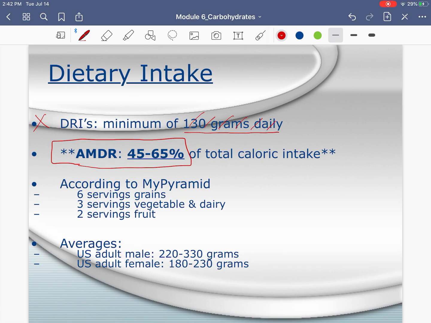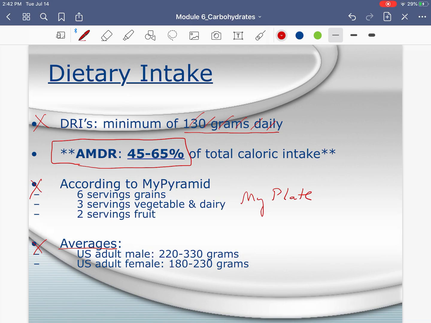You can see how the recommendations break down according to the old My Pyramid. Of course, now we're on My Plate. The old My Pyramid would give you some servings ideas. You don't have to know these. I included some averages down below in terms of grams. You don't have to know these, but I'm just throwing out some numbers so you get more familiar with them. So you can see we're talking about 200, 300, 400 grams of carbohydrates per day.